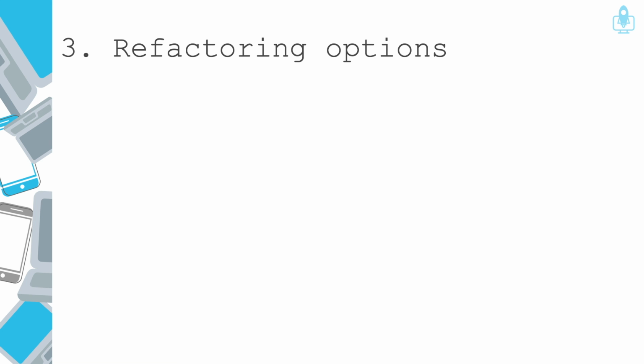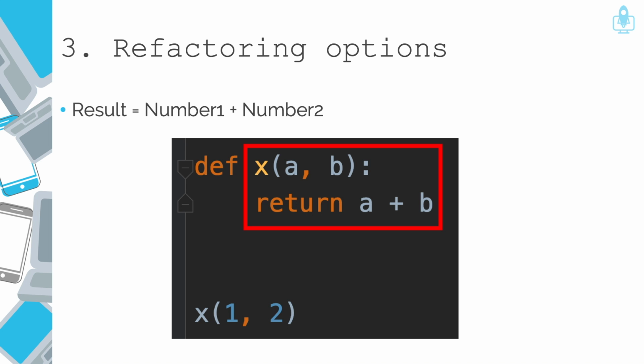For example, you can create a function that will add 2 numbers and return the result, but you don't want to think in descriptive names for the function or the 2 variables, so you just name them x, a, and b. That's not too readable, right?